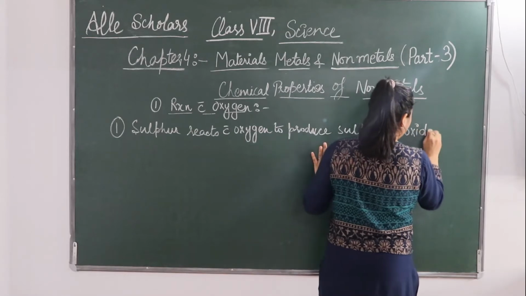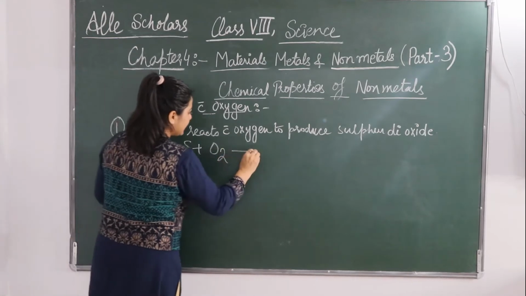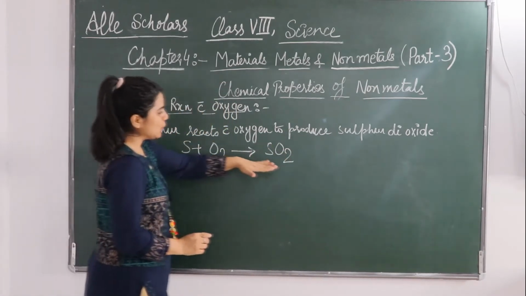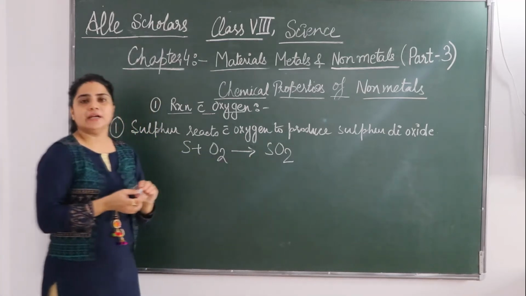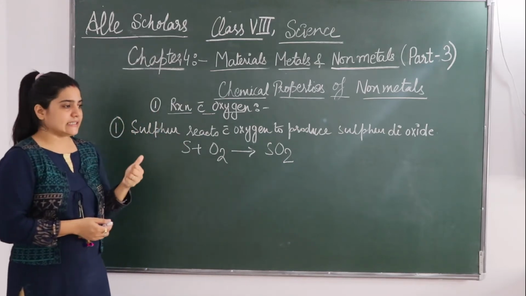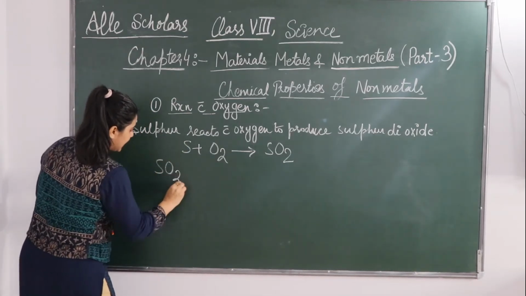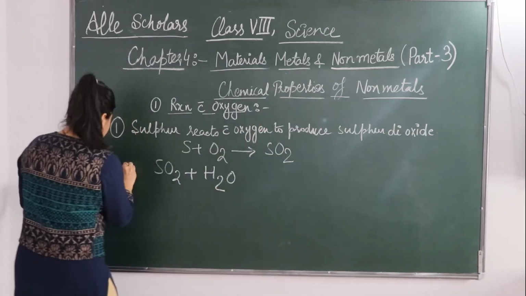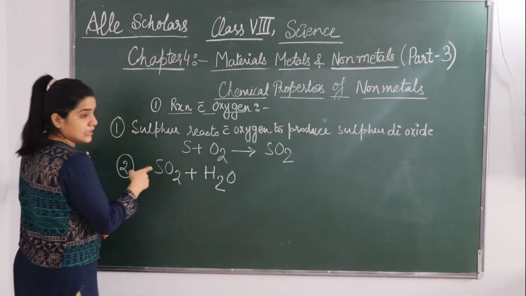Sulfur reacts with oxygen to give sulfur dioxide. SO2 is formed. S reacts with O2 to give SO2. Now what happens if this sulfur dioxide is further dissolved in water? It gives sulfurous acid. Acid is formed. So if you take this sulfur dioxide and dissolve it in water, this is the second reaction, and sulfurous acid is formed.